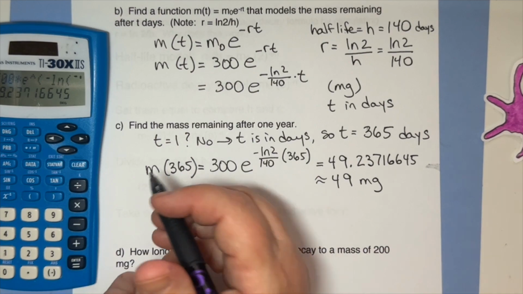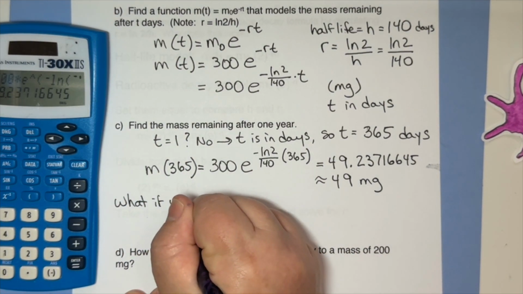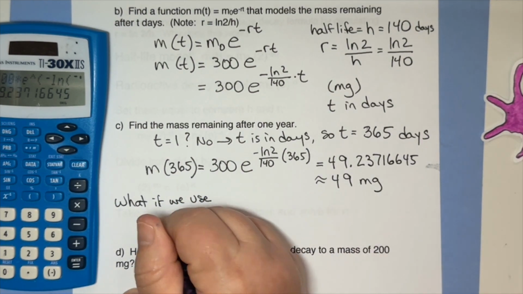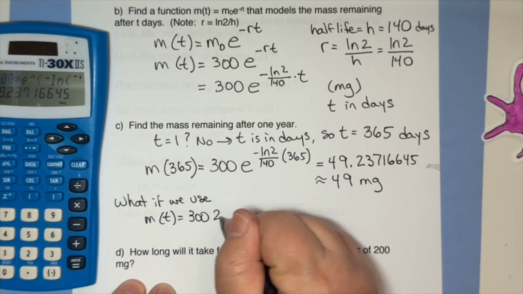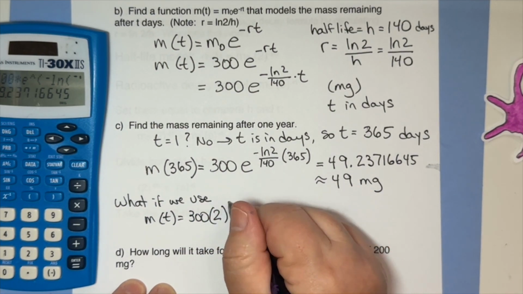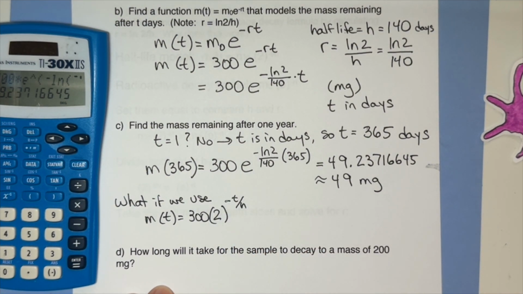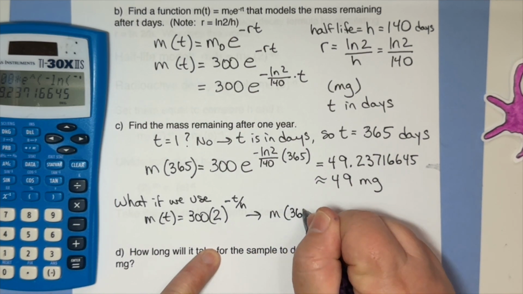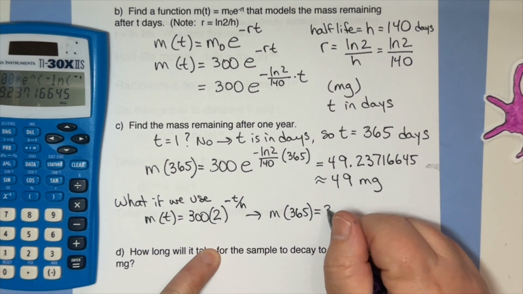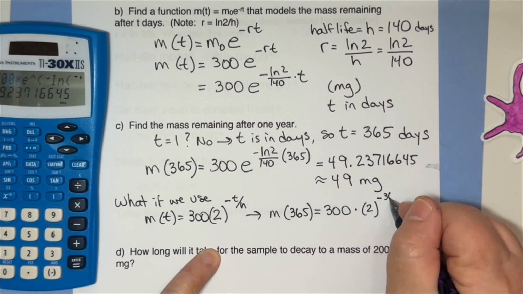Now, what if we use this formula? So the mass at 365 days is going to be 300 times 2 to the negative 365 over 140.